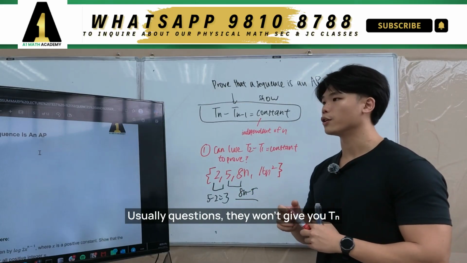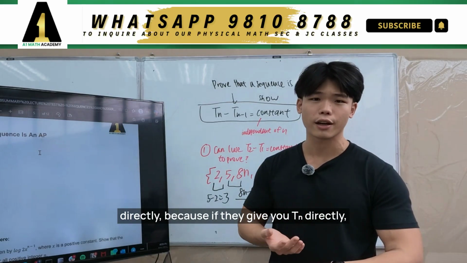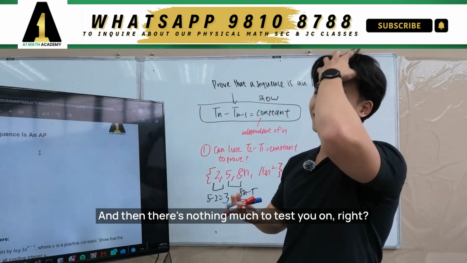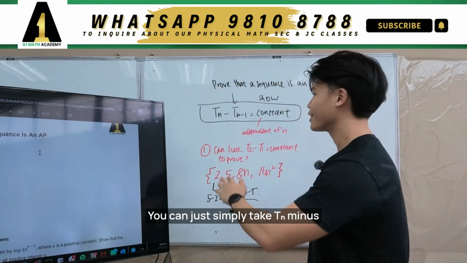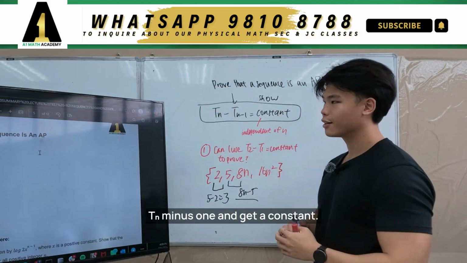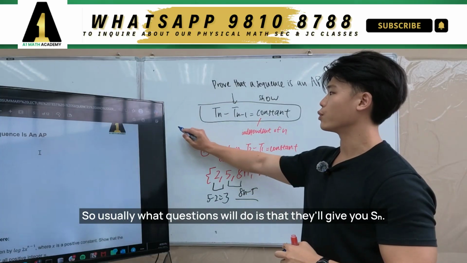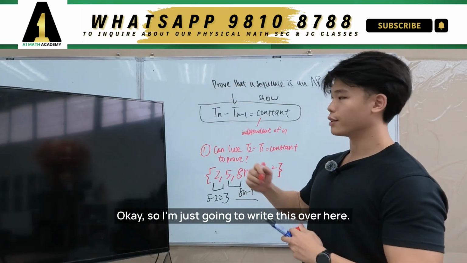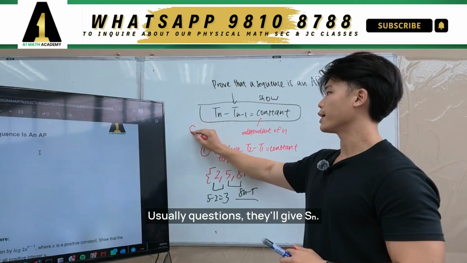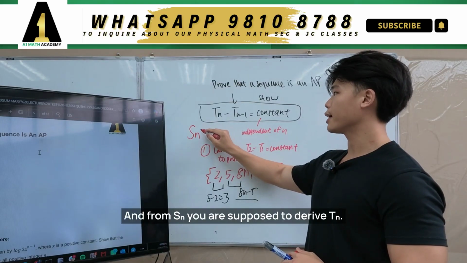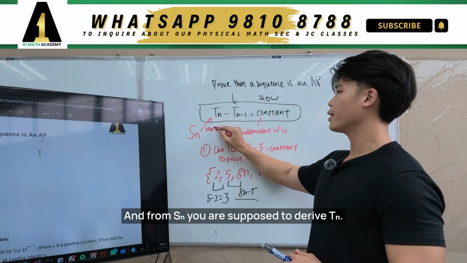Usually questions, they won't give you Tn directly, because if they give you Tn directly, then it's going to be very, very simple, right? And then there's nothing much to test you on. You can just simply take Tn minus Tn minus 1 and get a constant. So usually what questions will do is that they'll give you Sn. Okay, so I'm just going to write this over here. Usually questions, they'll give Sn, and from Sn, you are supposed to derive Tn.